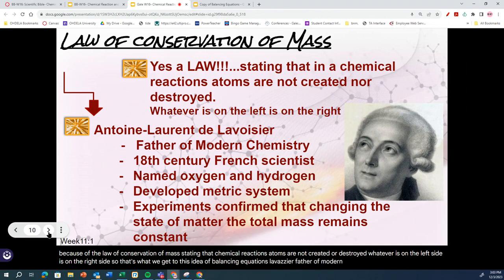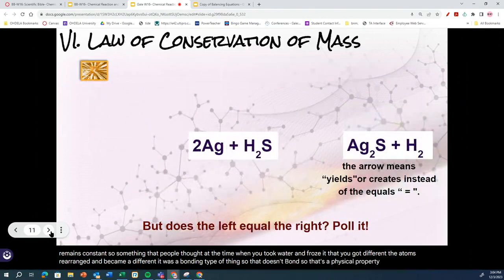Lavoisier, father of modern chemistry, in the 18th century, named oxygen and hydrogen, developed a metric system, and experimented, confirming that when changing the state of matter, the total mass remains constant. Something that people thought at the time was that when you took water and froze it, the atoms rearranged and became different, it was a bonding type of thing. So that doesn't bond. So that's a physical property. Law of conservation of mass.